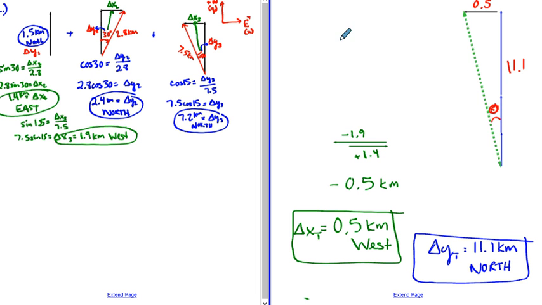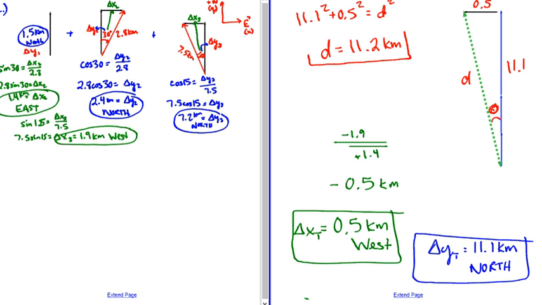So I'm going to do the Pythagorean theorem. 11.1 squared plus 0.5 squared equals that distance squared. And I kept a lot of decimals when I did this in my calculator. What I got was 11.2 kilometers. Okay. I think you walked 11.8. You only have to walk 11.2 because you didn't zig or zag. You just walked straight there.